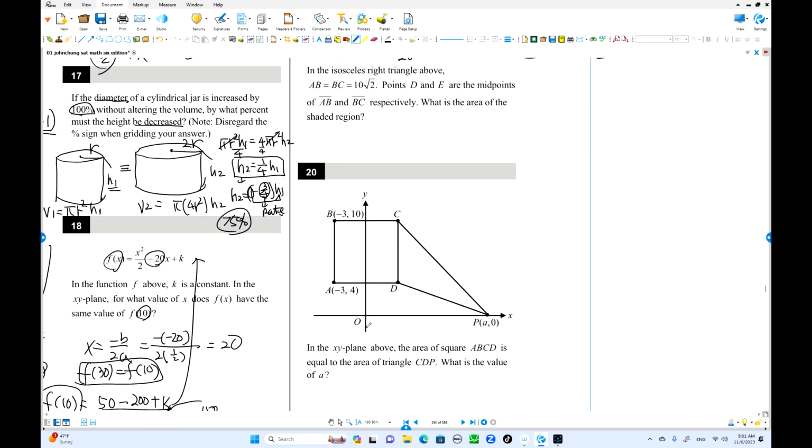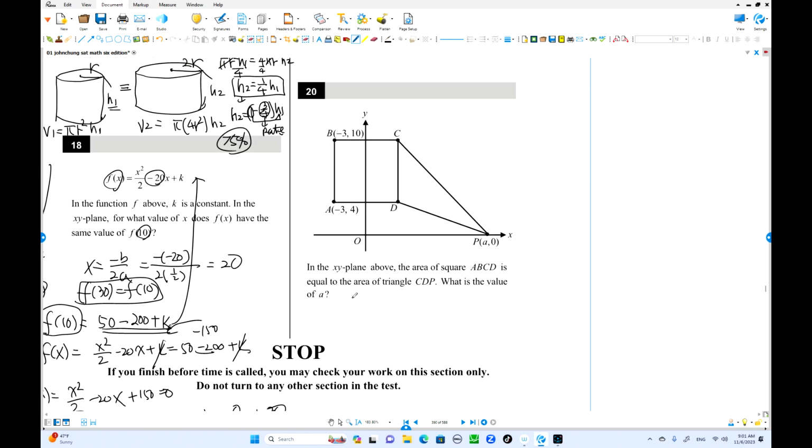All right, number 20 over here. The area of square ABCD is equal to the area of triangle CDP. These two areas are equal. What is the value of a? This value of a is from here to here, right? The length, this is the a. Do you know what the length of this one is?